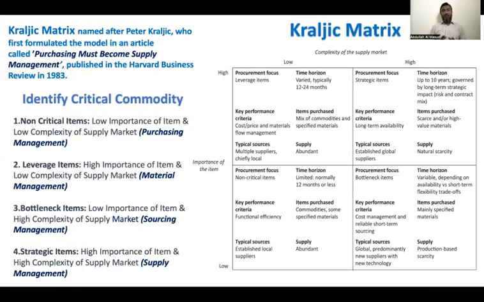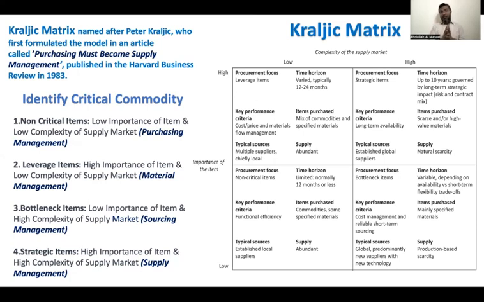Kraljic metrics is named after Peter Kraljic, who first formulated this model in an article named Purchasing Must Become Supply Management. This was published in Harvard Business Review in 1983. So it is all about the identification of critical commodity and who the suppliers are managing which part of the things. We will find the details from this chart.